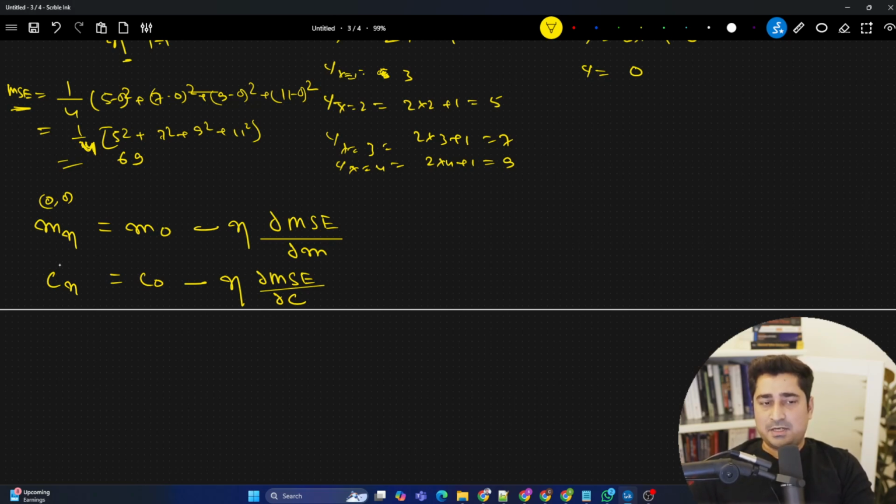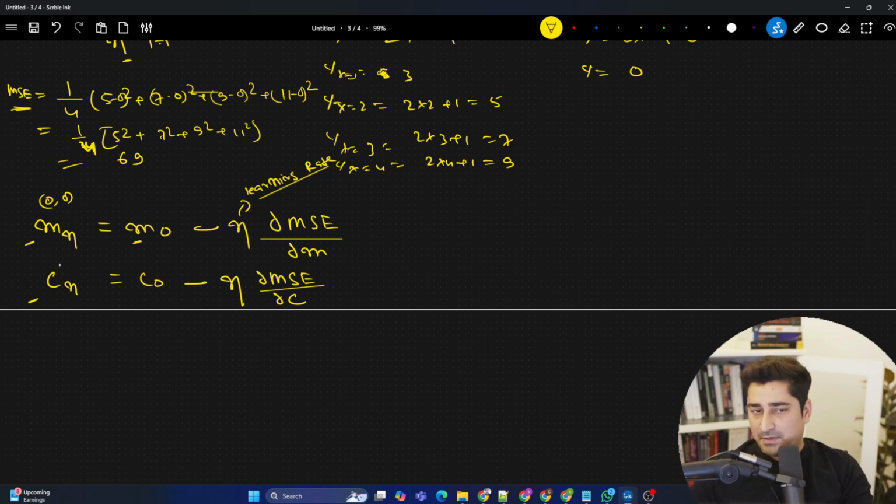This is the equation which is going to help you find a new value of m with respect to the old value, first of all, minus eta. Eta is called the learning rate. I'll try to explain that part as well. It's basically a constant that we try to choose.